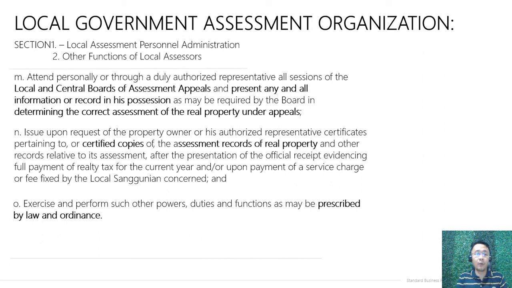evidencing full payment of real property tax for the current year and upon payment of a service charge or fee fixed by the local sanggunian concerned, and also to exercise and perform such other powers, duties, and functions as may be prescribed by law and ordinance.